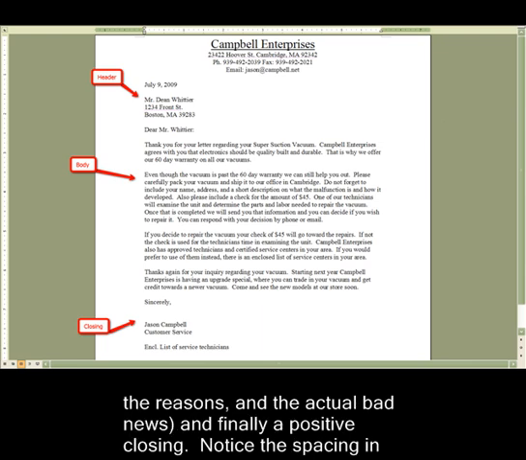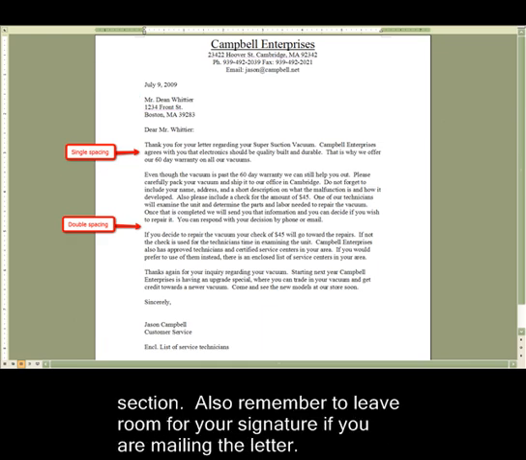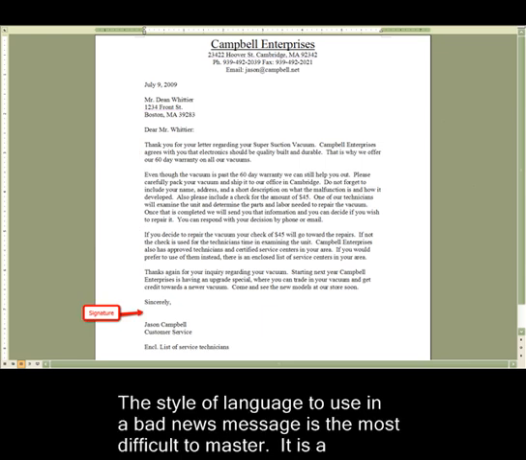You have the header, the body, which has the buffer, the reasons, and the actual bad news. And finally, a positive closing. Notice the spacing in between each of them. The letter is single spacing and double spacing between each section. Also, remember to leave room for your signature if you are mailing the letter.